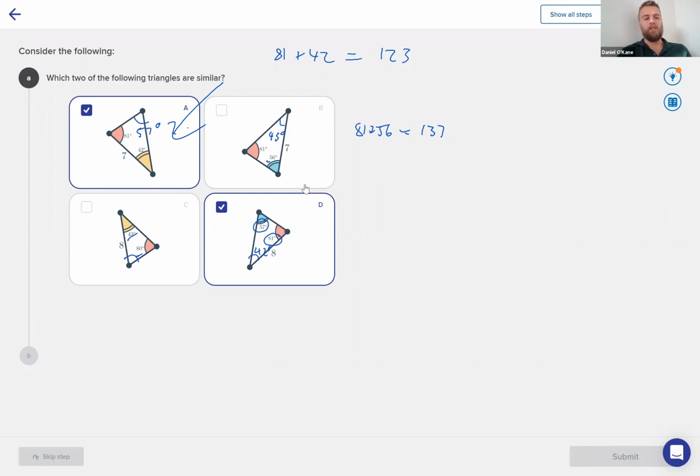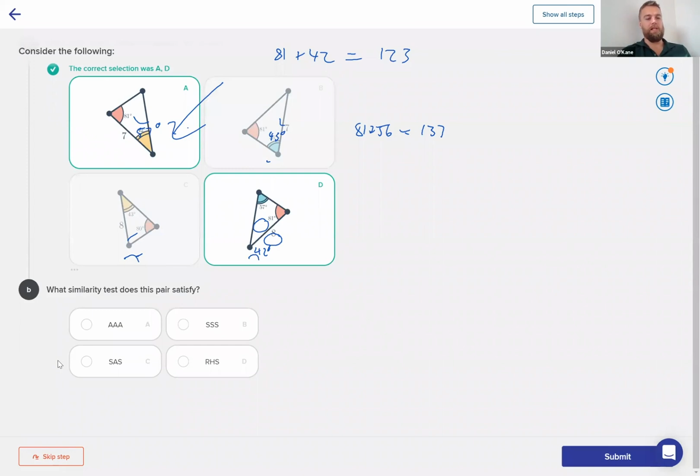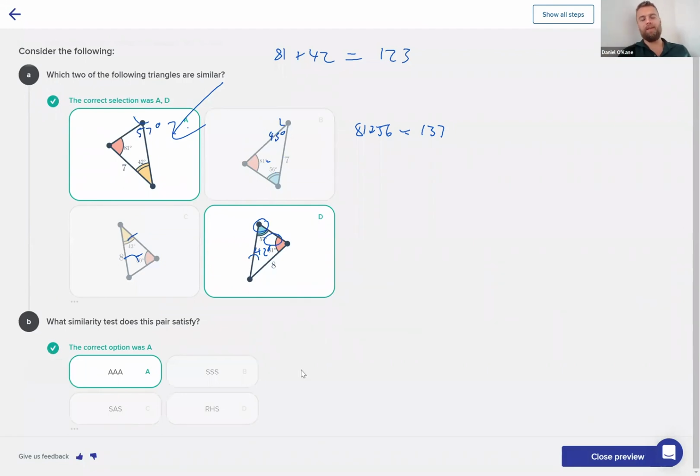And so in part B, it says which similarity test does this pass? Well, it actually passes AAA because you've only got the one side length. It's AAS in some textbooks, but we can use AAA. Same thing.